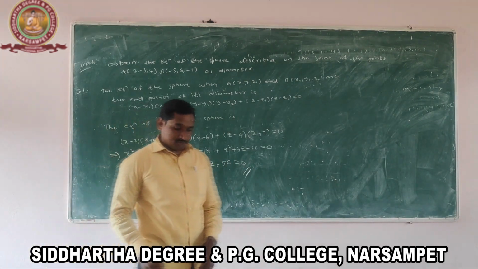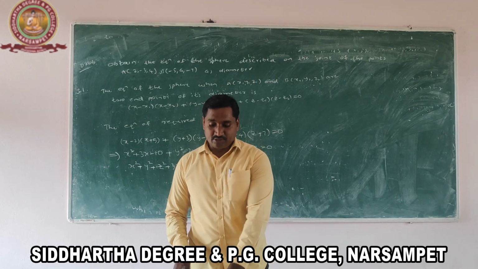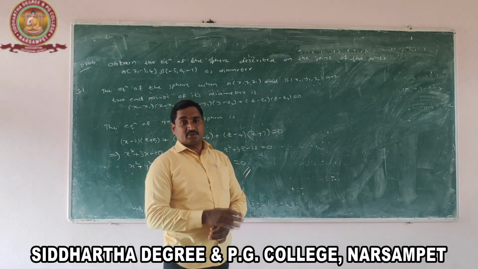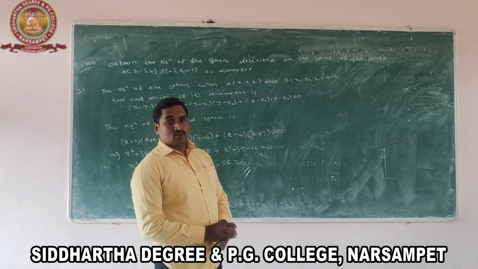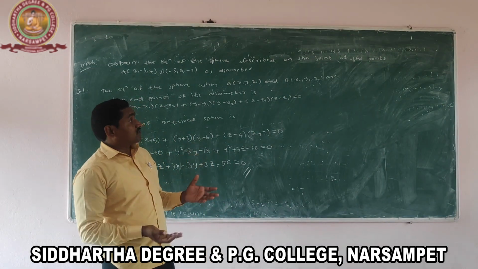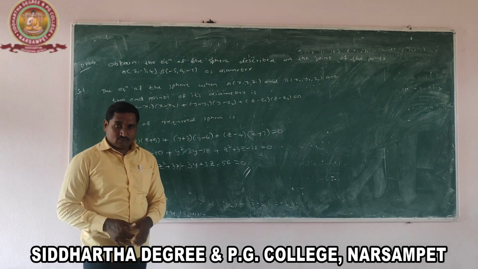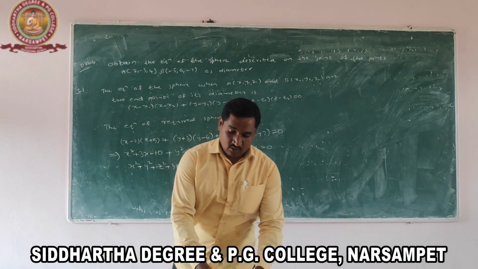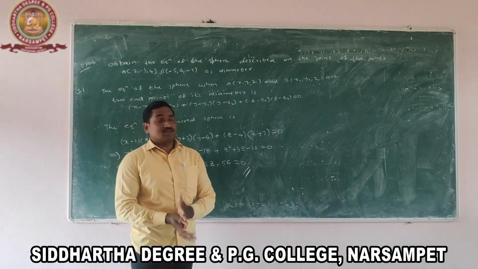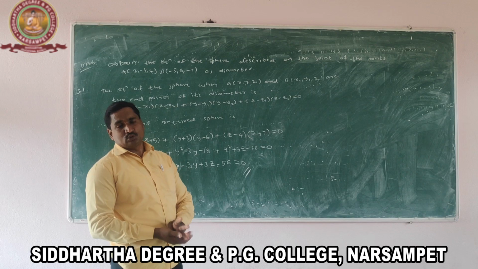So this is the end of today's class. We continue tomorrow. Today we have completed how to find the center and radius of a given sphere, and how to write an equation of a sphere when the endpoints of a diameter are given. Tomorrow we will see how to write a sphere equation when four points are given, or writing a sphere equation through four points.